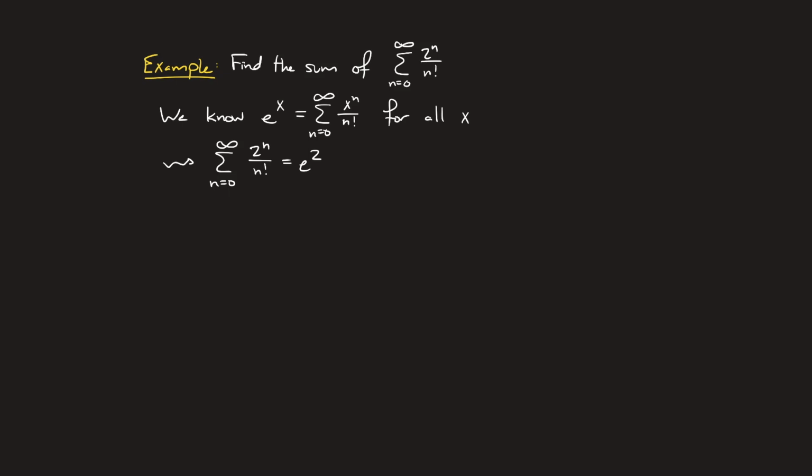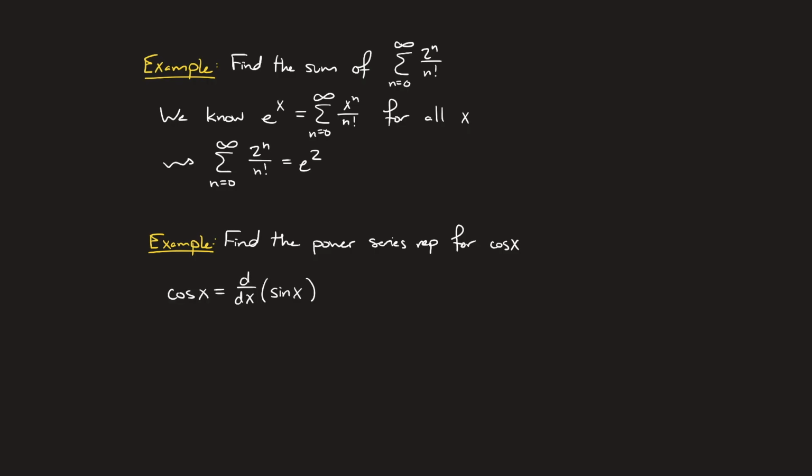We can also use these Taylor series to find power series representations of other functions. For example, let's find the power series representation of cosine. We could go through and apply the methods from the previous video to find the Maclaurin series just like we did for sine of x. However, now that we know a power series representation for sine of x, we can use that to find a power series representation for cosine. In particular, cosine is the derivative of sine of x.